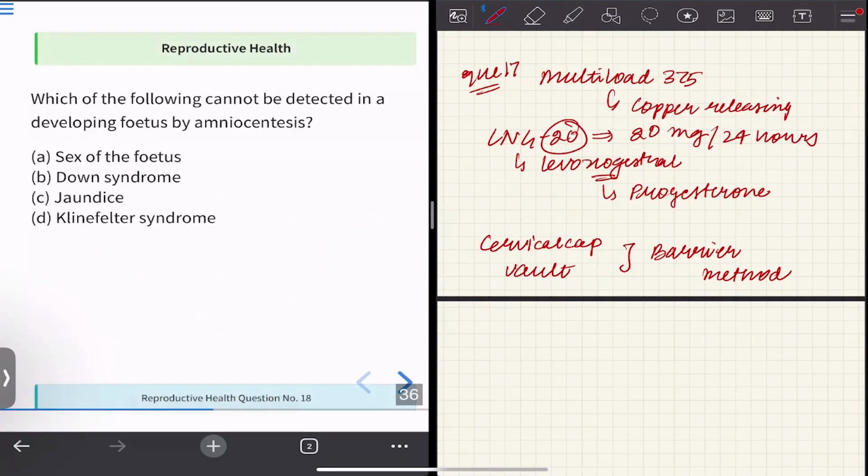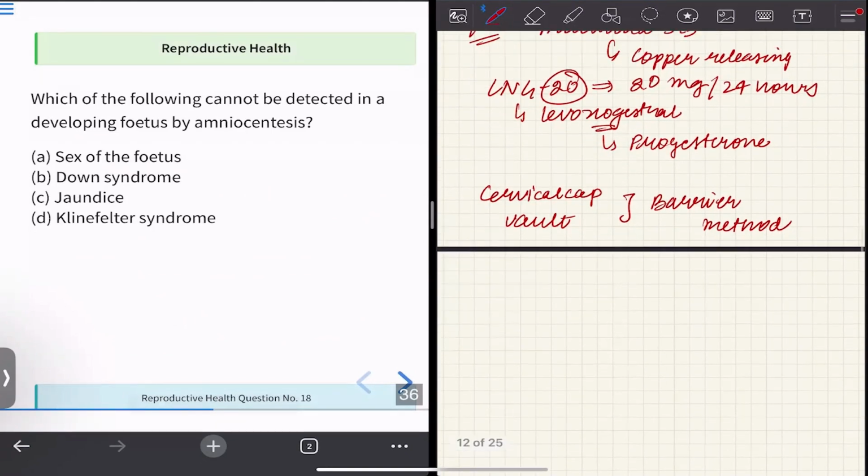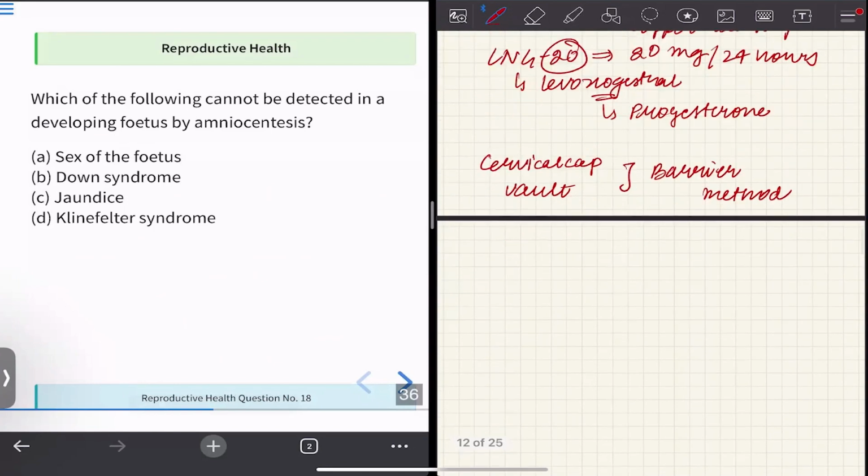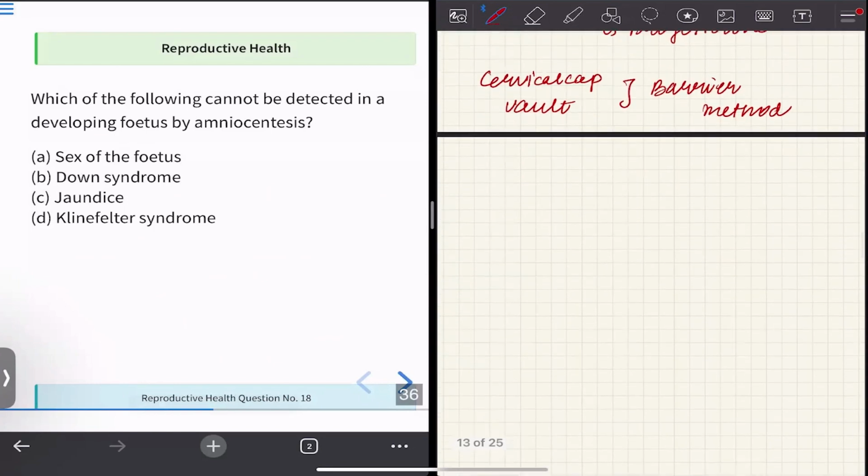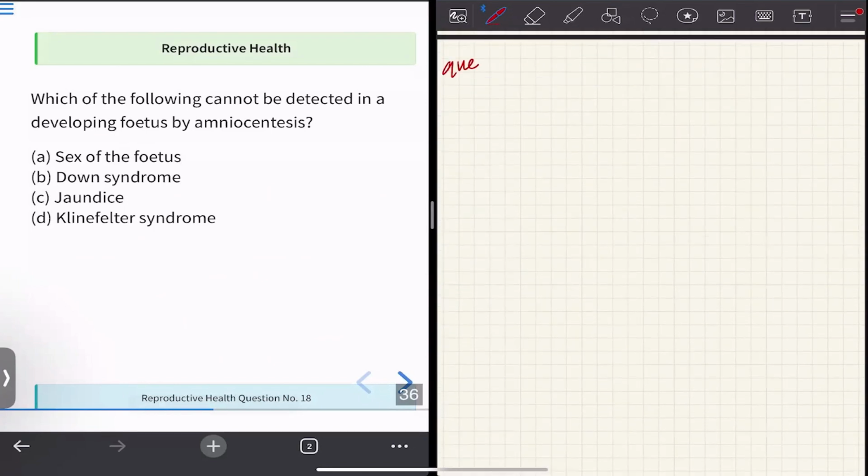Moving on to the next one. Which of the following cannot be detected in a developing fetus by amniocentesis? So amniocentesis is an invasive process in which fluid is taken from the amniotic fluid for a diagnostic process.